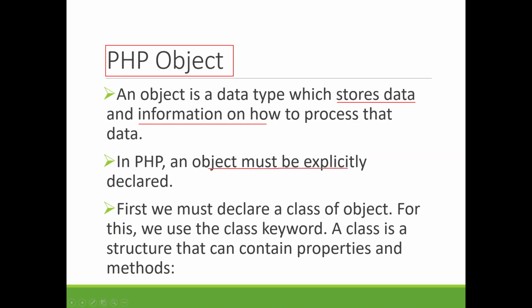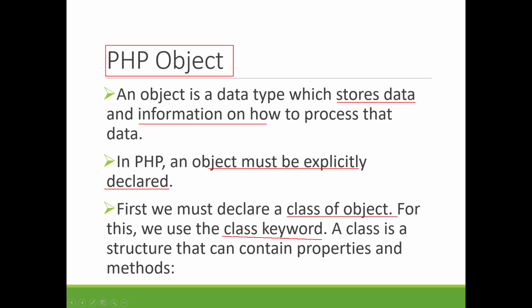So an object, for it to be used, must be explicitly declared. Explicit means you have to declare it. Implicit in programming means the program can do it for you, and by the program, I mean the compiler. Okay, so first we must declare a class of the object.